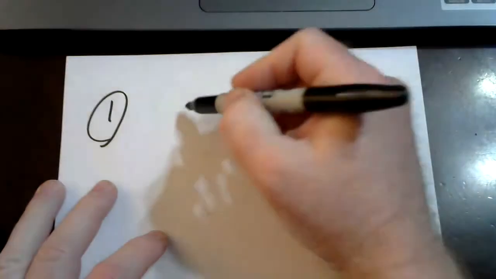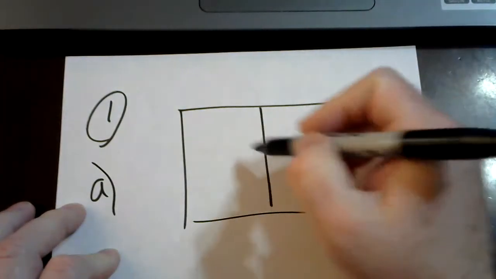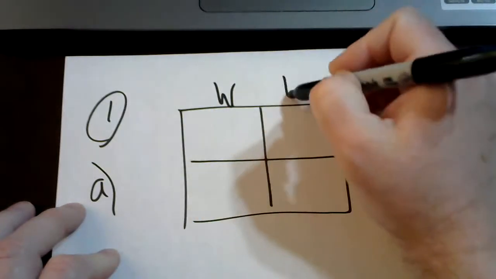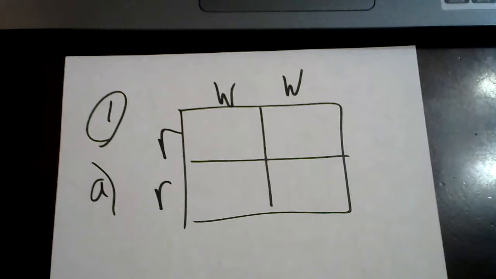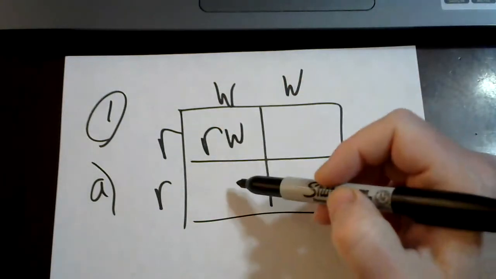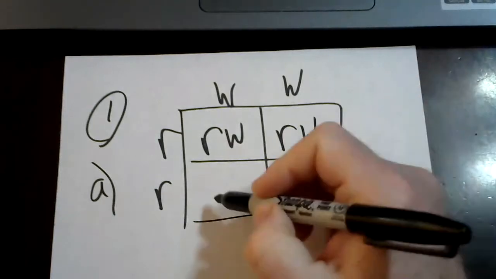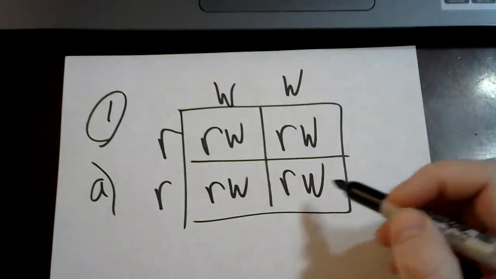In this problem, we're supposed to cross a purebred white snapdragon flower with a purebred red snapdragon flower. Create the Punnett square for it. Well, if it is a purebred white, it will have 2 white genes. A purebred red will have 2 red genes. So the trick is to take exactly 1 gene from each parent and consider all 4 possibilities. But notice in this case, all 4 offspring have exactly the same genotype.